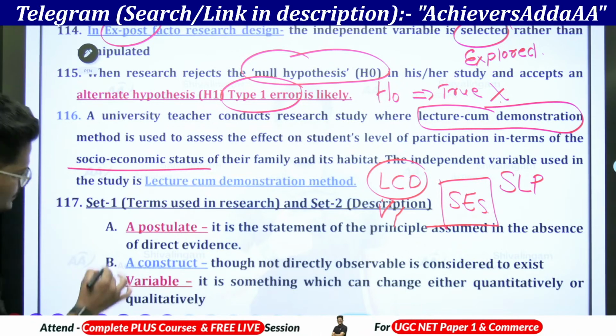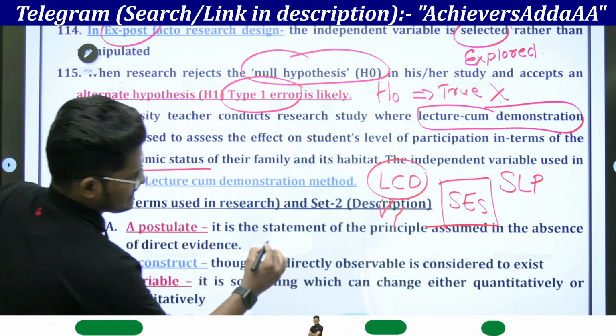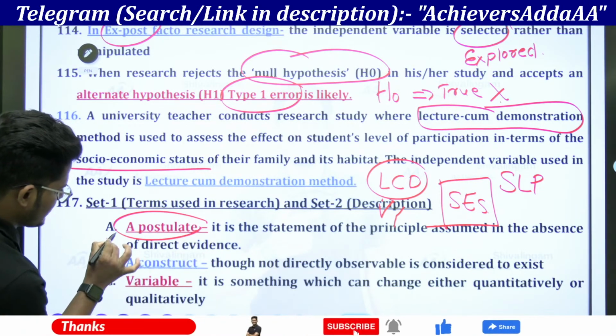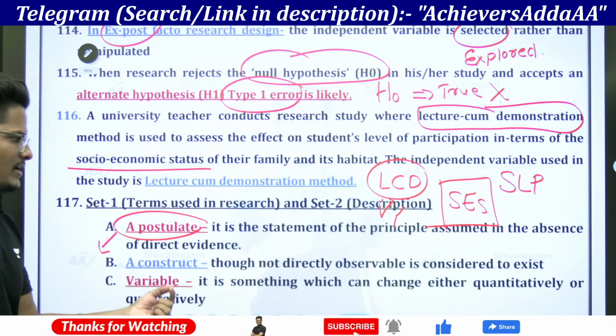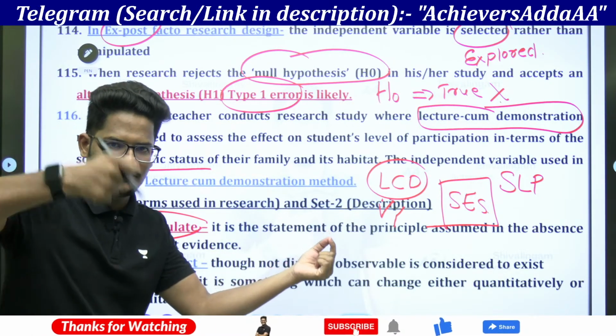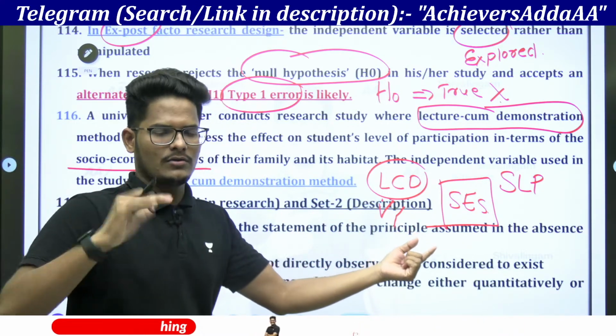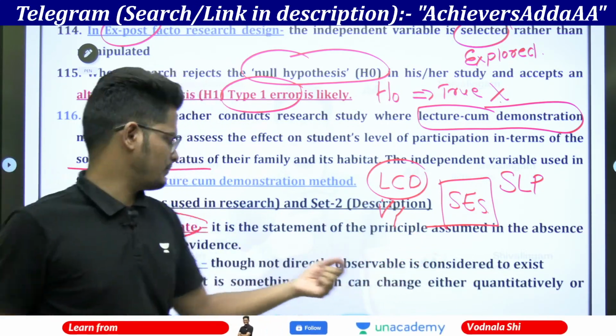Next, set 1. A postulate is a statement of the principle assumed in the absence of direct evidence. A postulate is where there is no proper evidence for the statement to be argued. It is a statement of the principle assumed only, with no proper evidence backing it up.